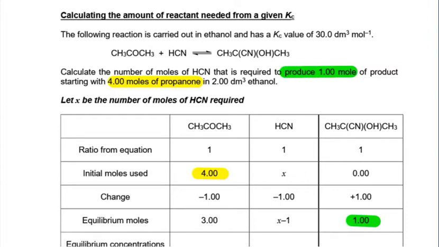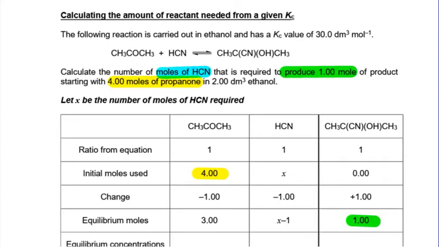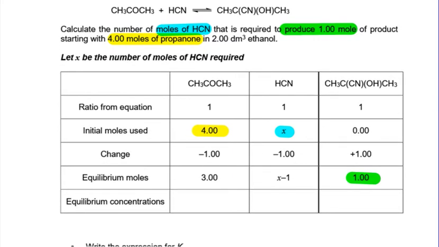Now, remember that the thing that we're trying to find is the number of moles of HCN. So we don't know that, so we're going to give our unknown the x there. So what have we got? Well, we know that the product goes up by 1. So since the ratio is 1 to 1 to 1, then the change is 1 to 1 to 1.